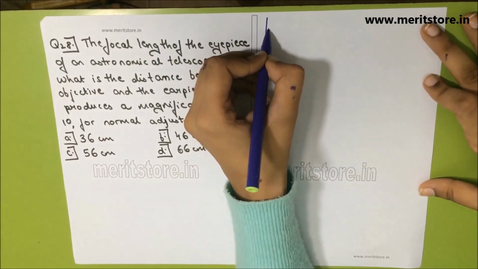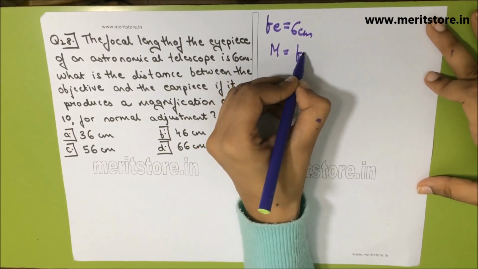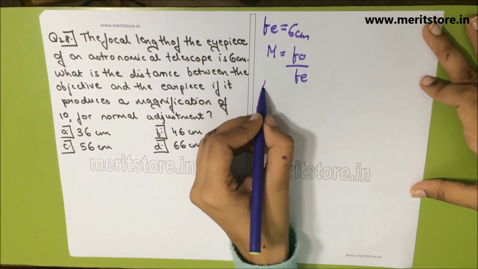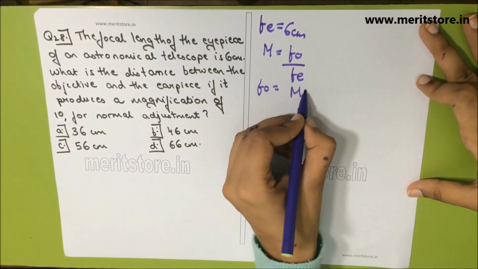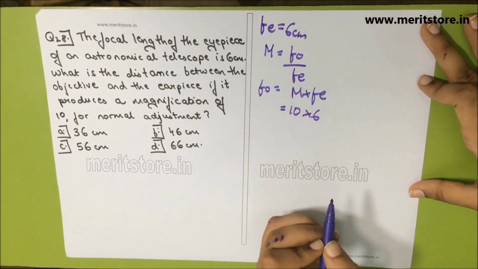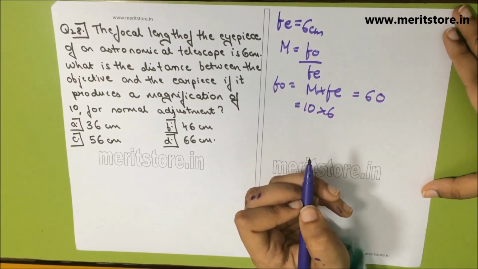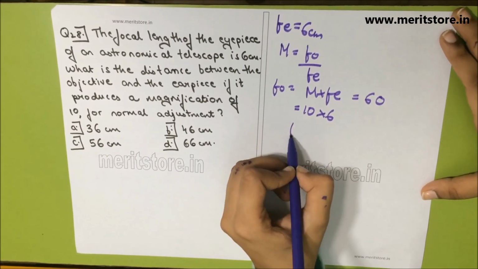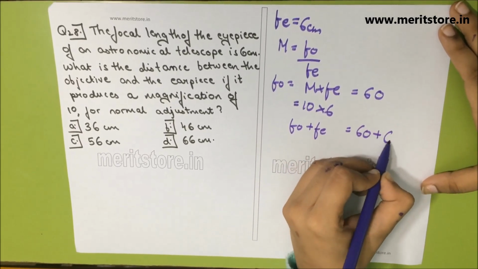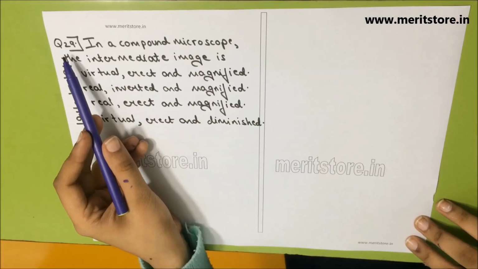So here they have given us FE, that is 6 cm. Using the formula M equals FO upon FE, we can find the value of FO. Therefore, FO will be M into FE, which equals 10 into 6, which equals 60. Now, the distance between the two lenses will be FO plus FE, which equals 60 plus 6, 60 that we have found, and 6 was already given. So, that is 66.